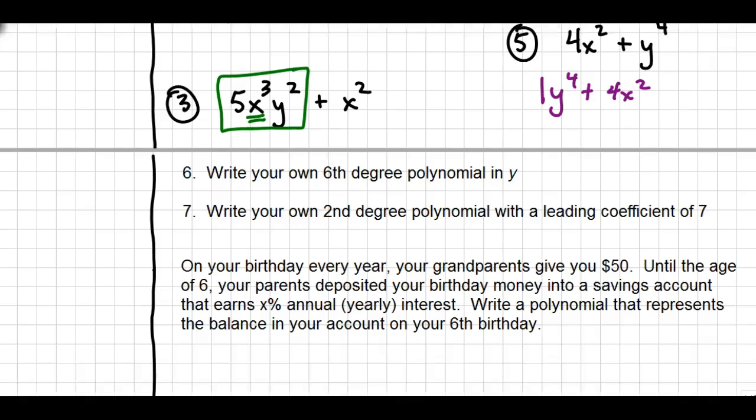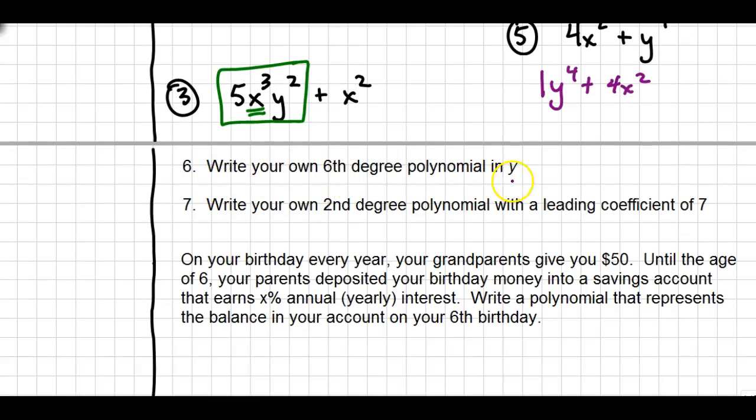So I'd like you to get some practice writing your own 6th degree polynomial in y, writing your own 2nd degree polynomial with a leading coefficient of 7. Know that there are many different possibilities for what the answers could be here. I'm going to write a few examples here just so you can check your work. Go ahead and try those two right now, pause the video, and then you can check your answers either with your teacher or with the screen. So I've got a couple random examples here that would both qualify for number 6 and number 7. If you're not sure if your answer works or not, feel free to run it by your teacher.